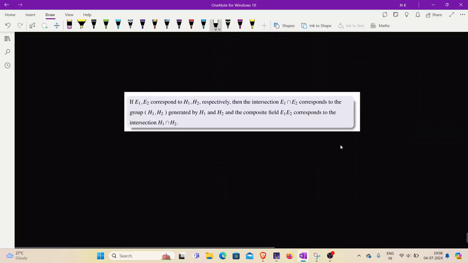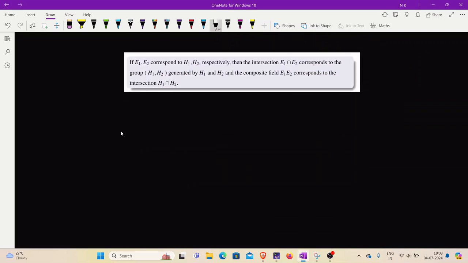Now we will go to the proof of the last part: if E1 corresponds to the fixed field of H1 and E2 to the fixed field of H2, then E1 intersection E2 corresponds to the subgroup generated by H1 and H2, and the composite field E1E2 corresponds to H1 intersection H2. Now the subgroup generated by H1 and H2 is nothing but the subgroup generated by H1 union H2. Okay, so we will prove it one by one. Let's start with first of all E1 intersection E2.